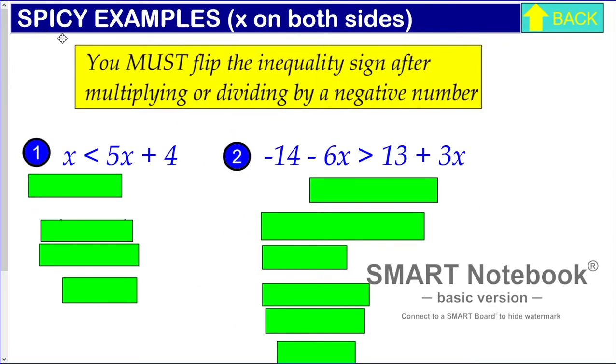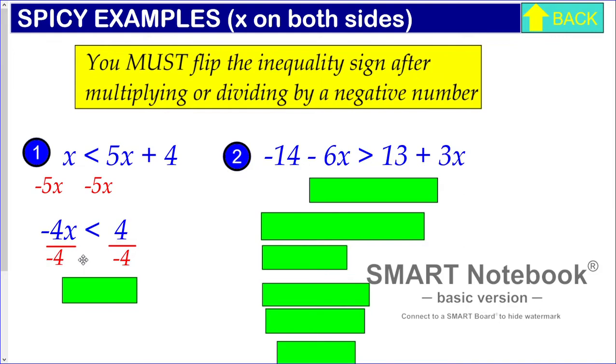Let's look at some slightly more challenging examples. The rules will be exactly the same as when we solved with x on both sides in regular equations. So for this one, number 1, we need to get all the x's on the correct side, on the left side in this case. So we are going to minus 5x on both sides. X minus 5x is minus 4x. Minus 4x is less than 4. Then we have to divide out the minus 4. 4 divided by minus 4 is minus 1. So x must be greater than minus 1.